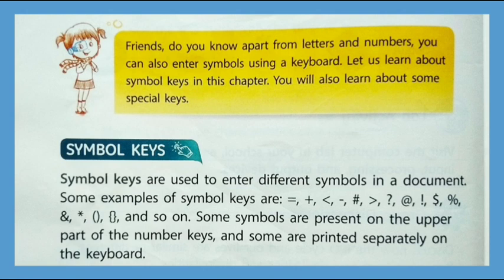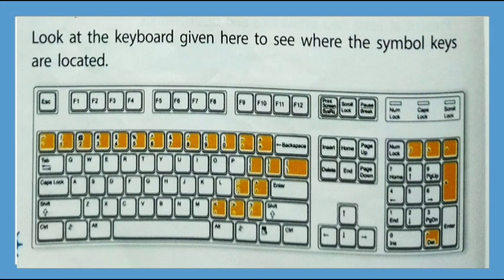Some examples of symbol keys are equal to, plus, less than, minus, hash, greater than, question mark, at the rate, exclamation mark, dollar sign, percentage, and asterisk, small bracket and medium bracket, and so on. Some symbols are present on the upper part of the number keys and some are printed separately on the keyboard. Look at the keyboard given here to see where the symbol keys are located. All the orange keys are symbol keys.